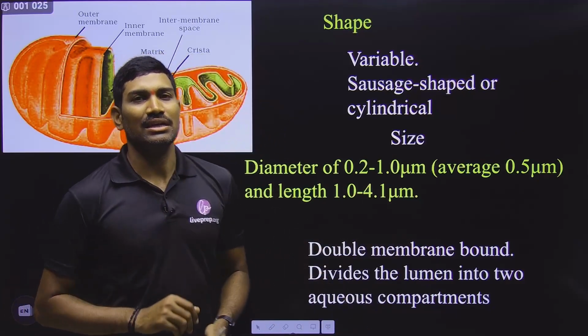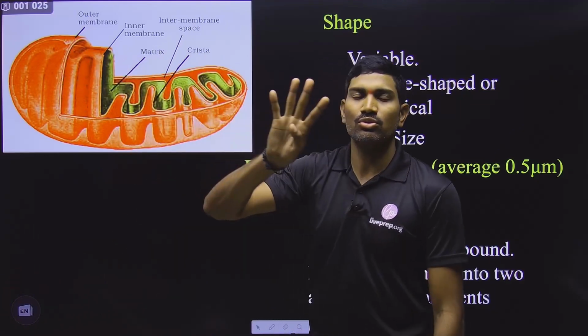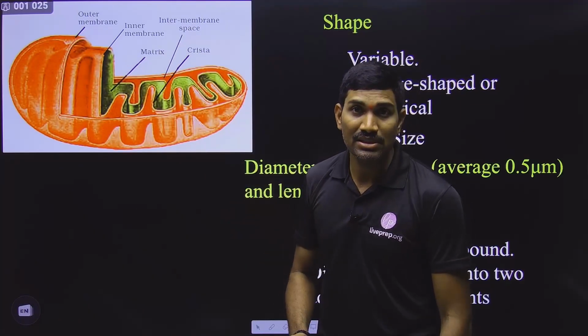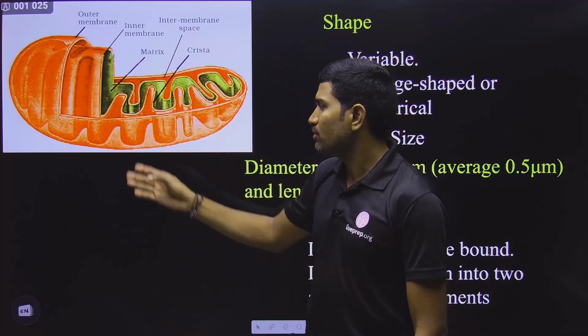So here two membranes are there. Two membranes means overall how many phospholipid layers? In this two, in this two. So total 4 phospholipid layers are present. Yes or no? And between these two there is a space. Anyhow, one by one we will go through all these things.